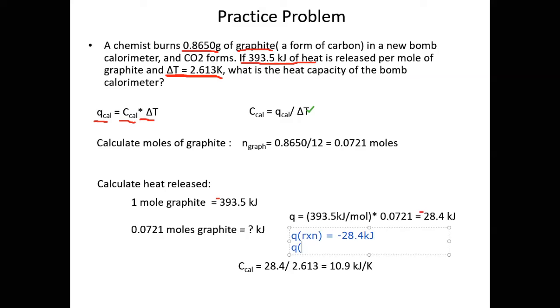So Q of reaction is negative 28.4 kilojoules. Remember, Q of reaction equals negative Q of calorimeter. So Q cal equals 28.4 kilojoules. And so the calorimeter constant for this bomb calorimeter is 10.9 kilojoules per Kelvin.